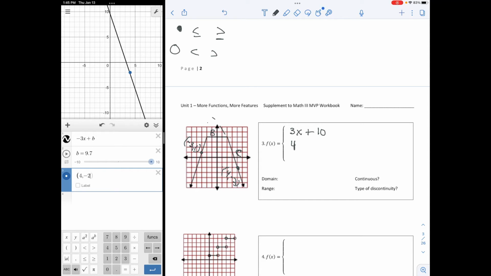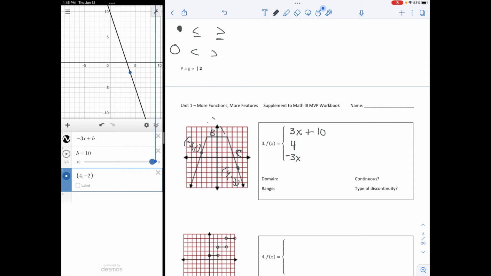Oh, it's already going through it. So it still has a y-intercept of 10. So it'd be negative 3x, because I can see it's going through 10. Even though it says 9.7, I'm pretty sure that's 10. So it'd be negative 3x plus 10.